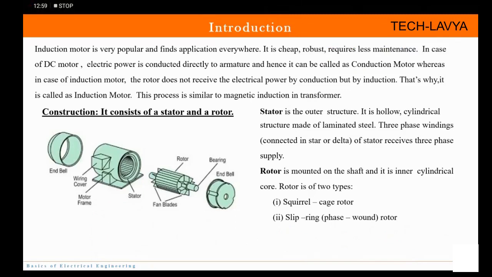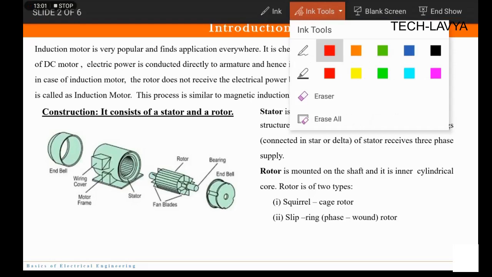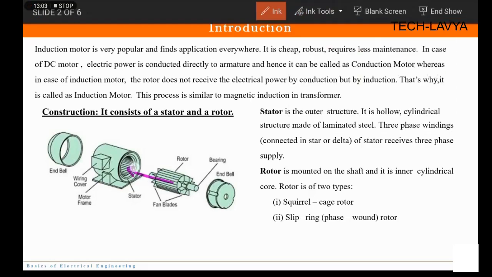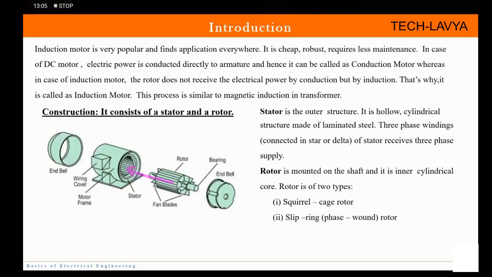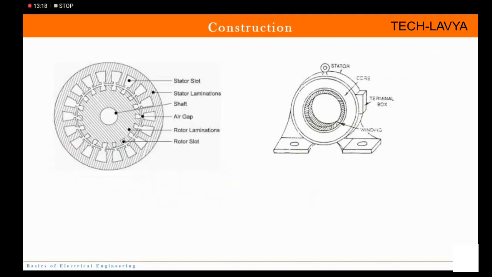Okay. And inside this stator, we keep this rotor. Correct? So the rotor is mounted on a shaft and its inner cylindrical core. Now this rotor is of two types: squirrel cage rotor and slip ring or phase wound rotor. So this is the structure as I was talking about, correct?